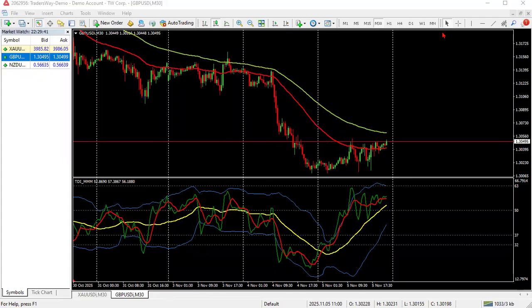Hey guys, so today I want to show you what to do when you can't find an entry or you missed a previous move for whatever reason. What do you look for before placing a trade? And we're going to identify the entry by using the TDI hack.